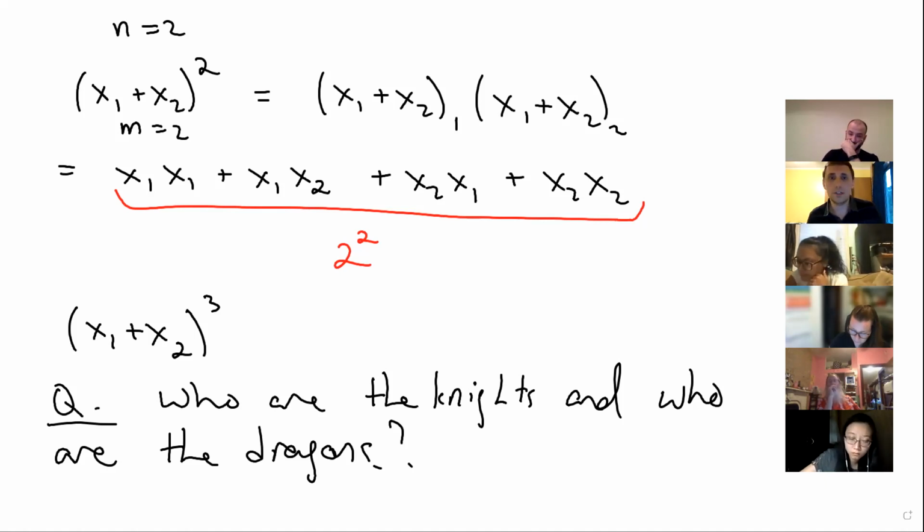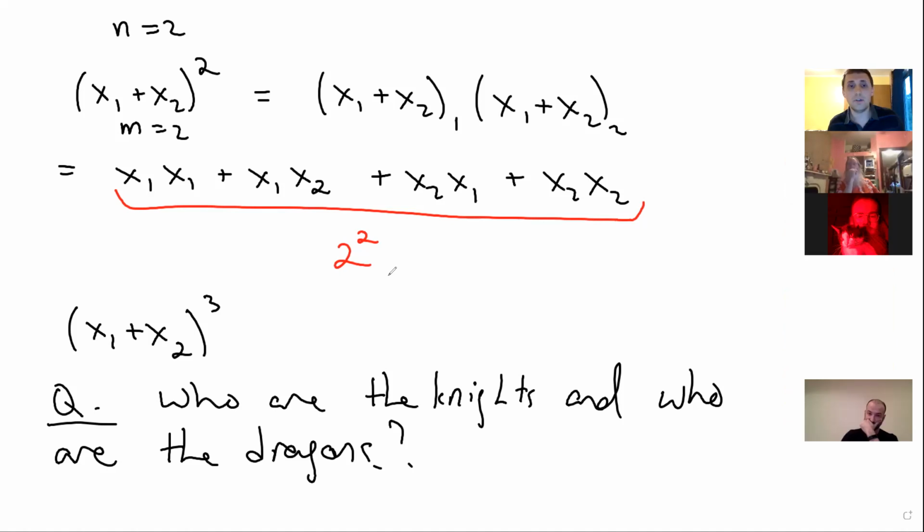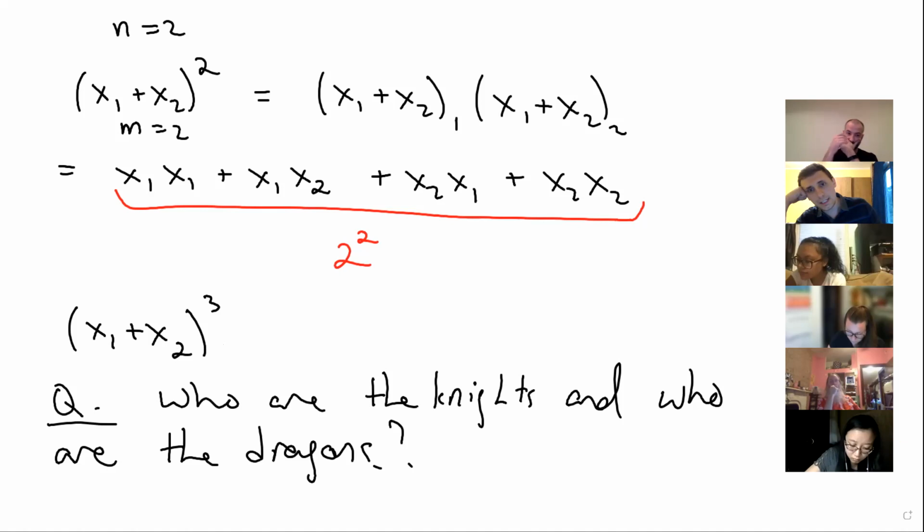Good. So this is a slightly difficult question, but let's see if you are comprehending it. Who are the knights in this example, and who are the dragons? And you remember, in my analogy, the knights are the distinct objects that are assigned distinct destinies. So in this case, what is destiny and what is knight?